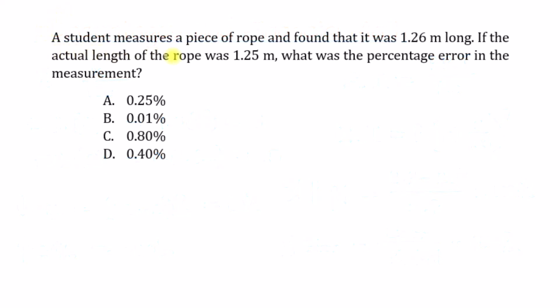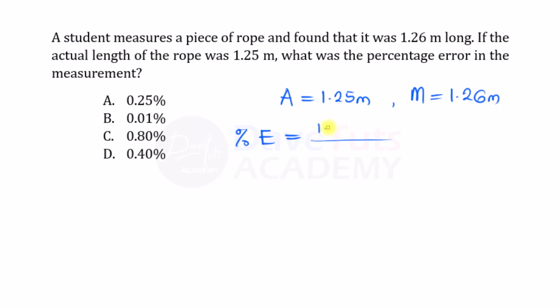In this question, we are told that a student measures a piece of rope and found that it was 1.26 meters long. If the actual length of the rope, look at that language, the actual length of the rope, was 1.25 meters, we have to find the percentage error in the measurement. Here, percentage error is going to be the discrepancy between the actual and the measured, and you can see the measured is 1.26 meters. So we can say we have measured 1.26 minus actual 1.25.